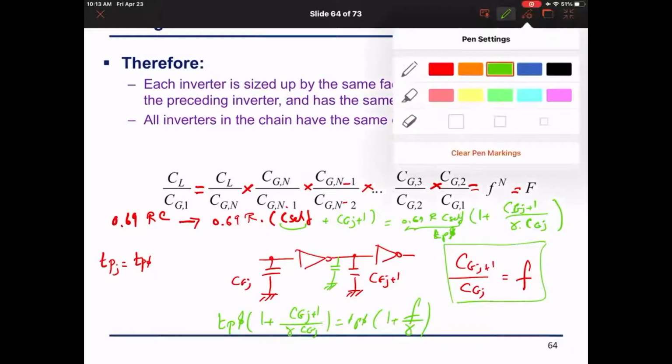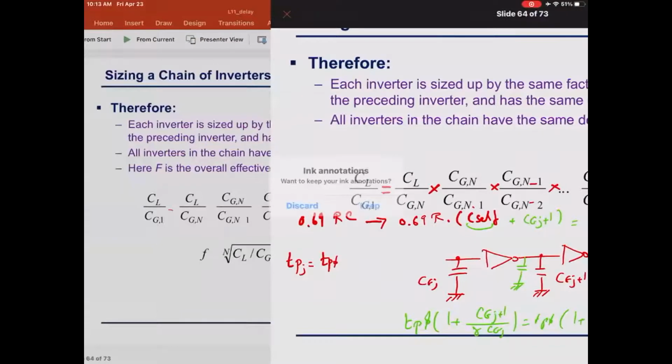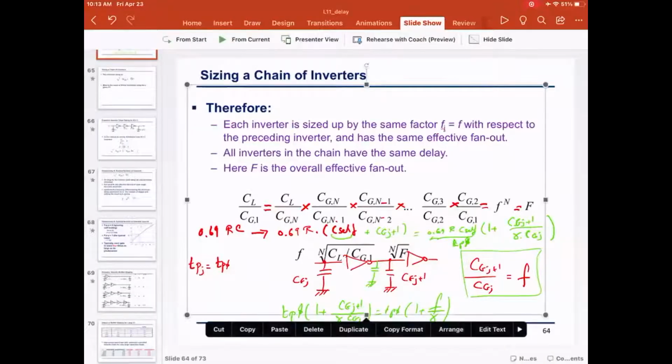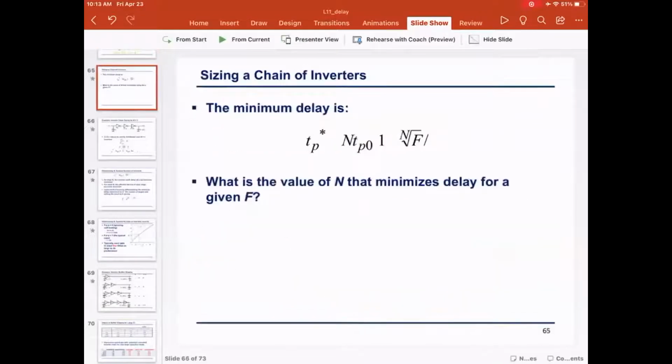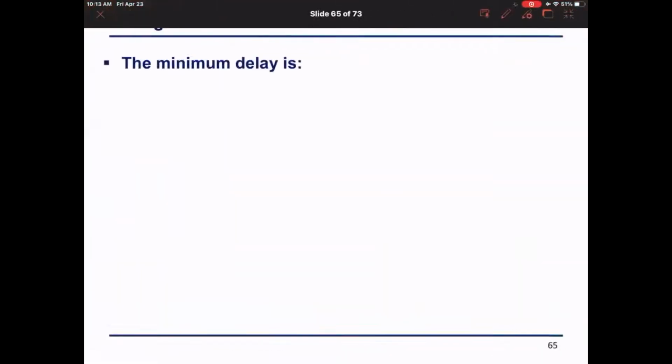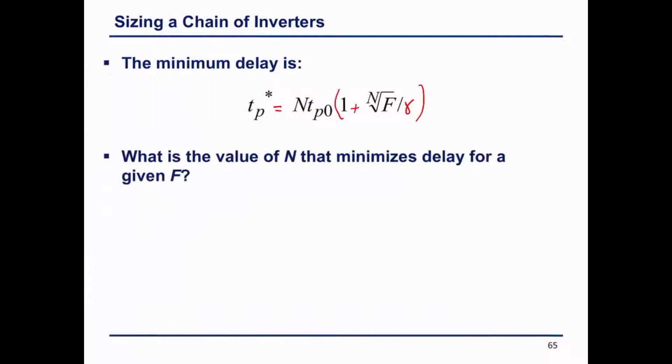Let me duplicate this slide just in case you need to refer to it later. Now what we are looking into is to build the relation of the final delay. The final delay relation is going to be: TP optimal is N TP0 into 1 plus the nth root of F over gamma. Right? According to the assumption, all stages have the same delay because they have the same f, so it will be N TP0 into 1 plus nth root of F over gamma.